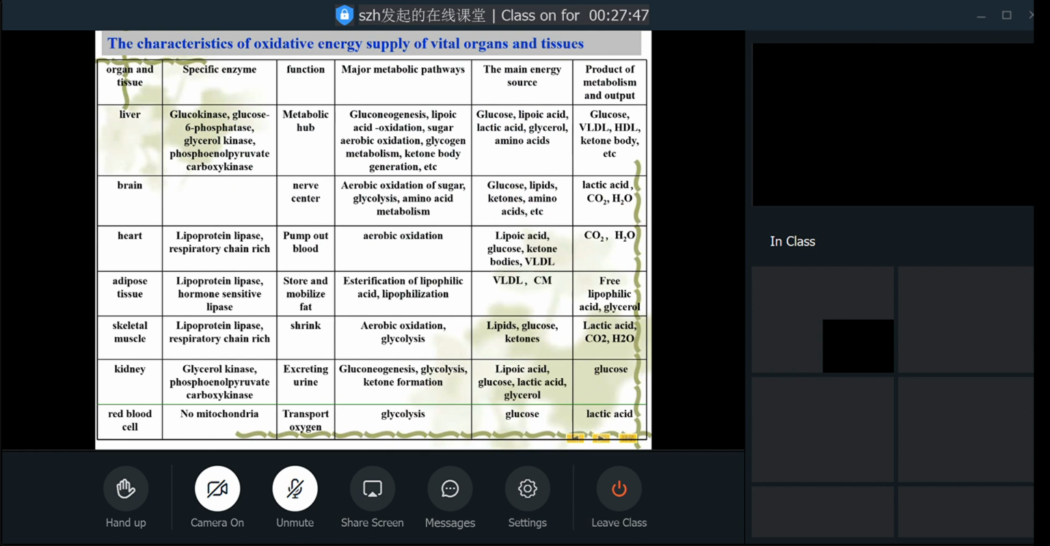Here, this PPT summarizes the liver, brain, heart, adipose tissue, skeletal muscle, kidney, and red blood cells. You can see all kinds of tissues and organs, the specific enzymes, their location, distribution, and function, the major metabolic pathways, the energy supplies, and the products. All of this is summarized in this table.